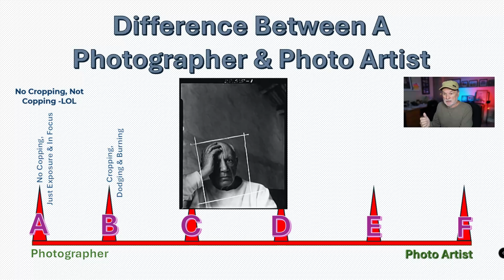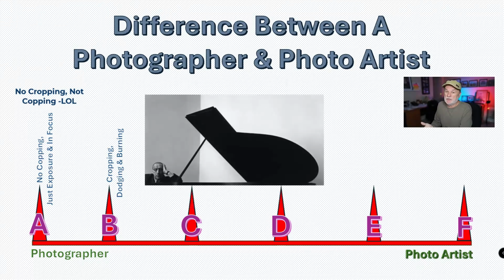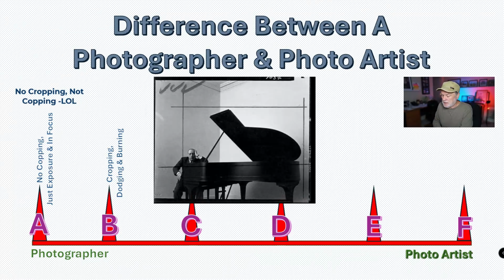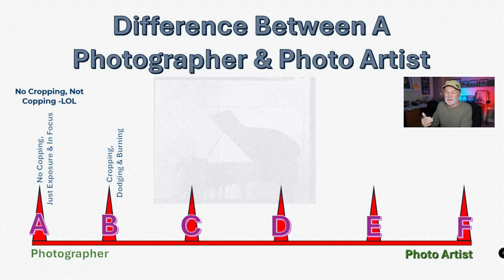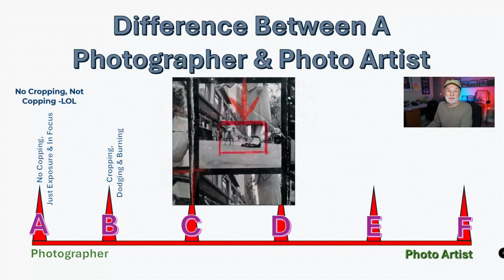Okay, let's take a look at another one with this piano. This is a very well-known image of his, but here we go. This is what the negative looked like. So again, he cropped in there. Elliot Erwitt, great street photographer and other types of photography, but look what he did. I love this shot of the dog, but this is what the negative looked like. So it was cropped in there.